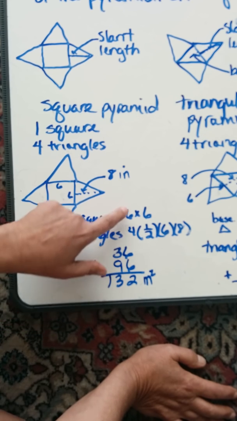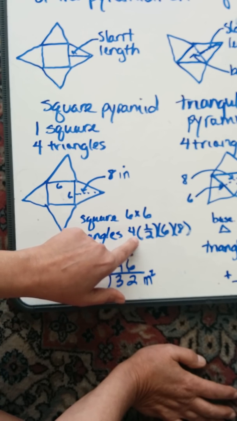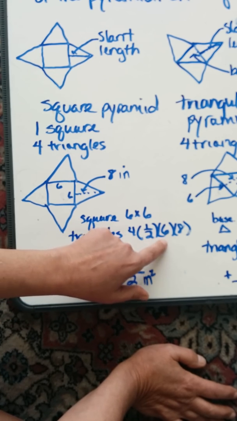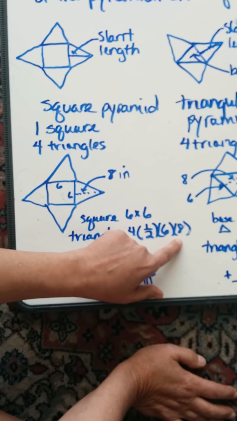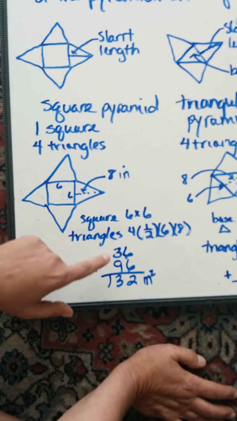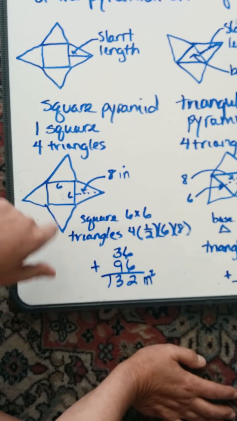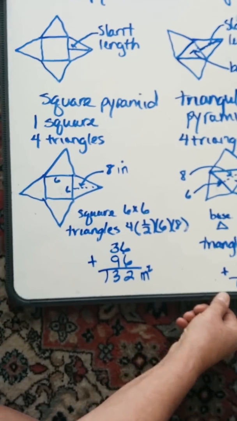So it's going to be 36. That's my square, 6 times 6. And here, 4 divided by 2 is 2. 2 times 6 is 12. 12 times 8 is 96. So if I add those 2 up, I get 132 inches squared. That's the surface area for my square pyramid.